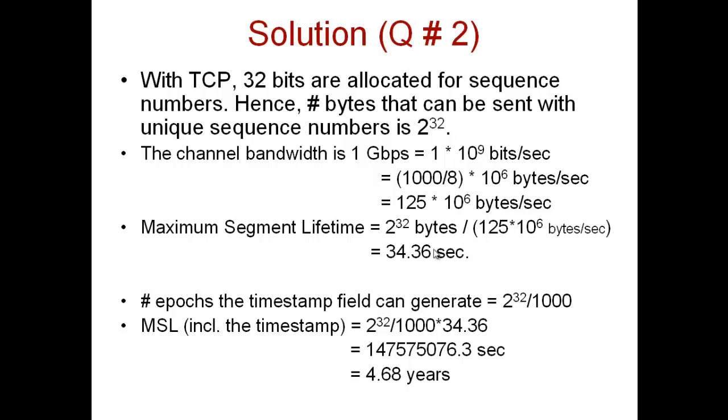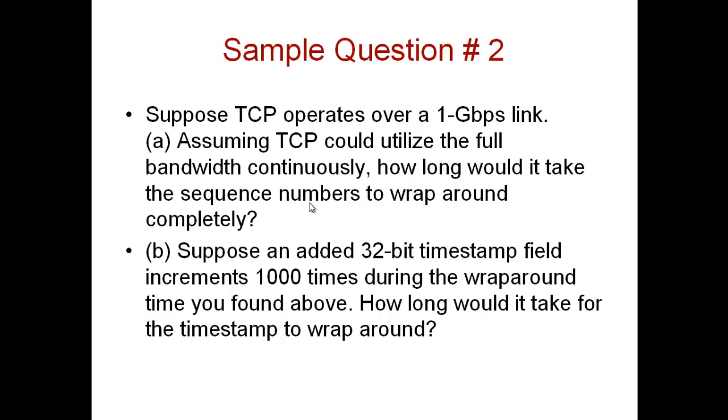So to send from 0, 1, 2 up to 2 to the 32 minus 1, all these 2 to the 32 bytes, it took you 34.3 seconds. If you send again a byte, that's going to have a sequence number in this previous range. Okay, so that's what is characteristic of this maximum segment lifetime. Obviously it is small, so we need to be able to use timestamps. That's why we use the timestamp option.